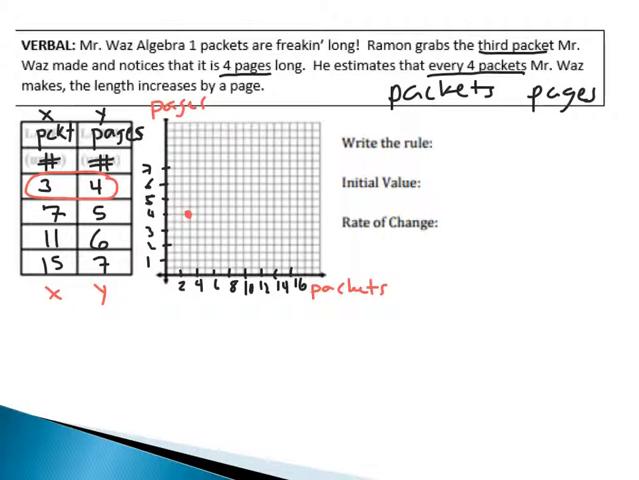And then the next one I have is 7, 5. So 7 is going to be midway between 6 and 8, and 5 would be right there. Then we have 11, which is going to be between 10 and 12, and 5. I'm sorry, 11 and 6.